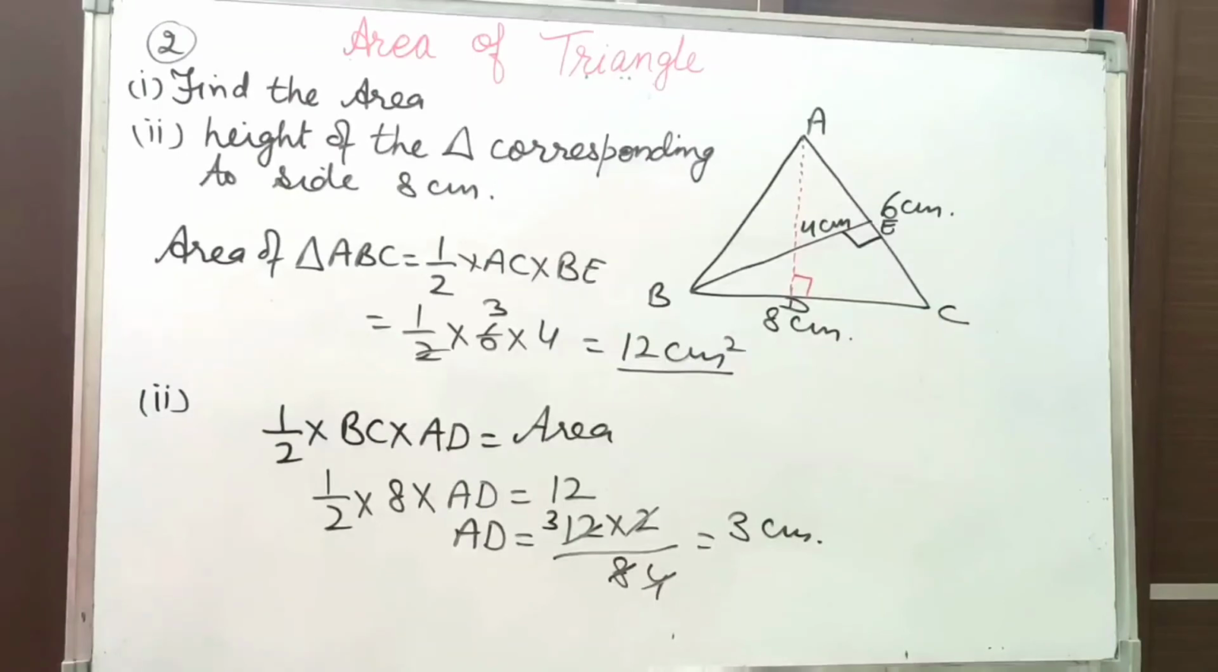So 3 centimeter is the length of the height corresponding to the side 8 centimeter. I hope you understood the very first formula for finding the area of a triangle.